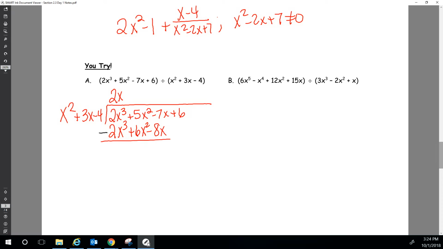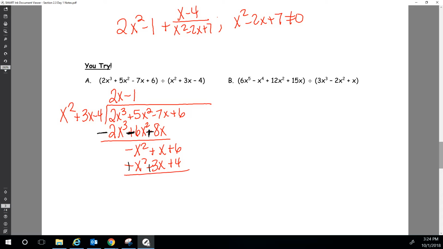Changing my signs, I get rid of the x cubes. This time I'm going to get rid of 1. So negative 6 plus 5 would be negative x squared. 8 minus 7 is positive x. Bringing down 1 more term, I get positive 6. What times x squared gives me negative x squared? Again, that's negative 1. So negative x squared. Negative times 3 is negative 3x. Negative times a negative 4 is positive 4.